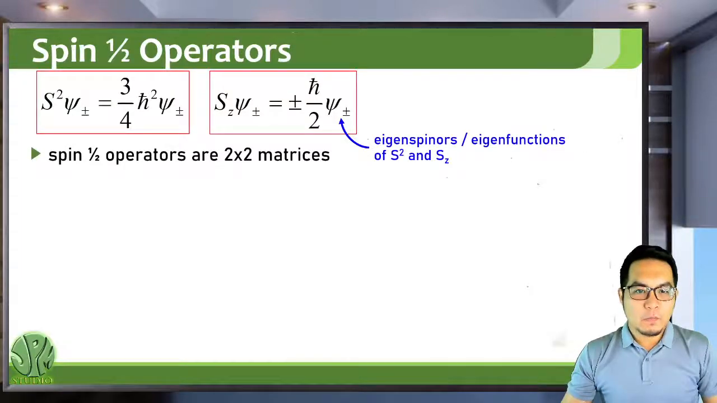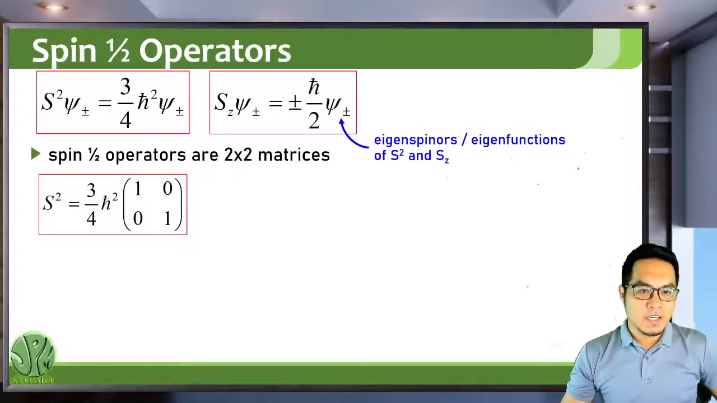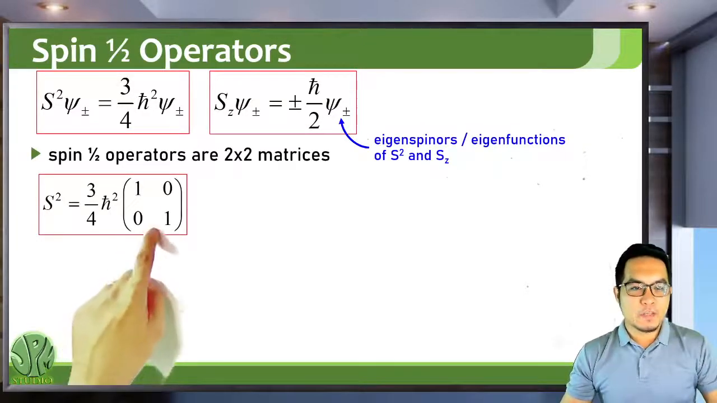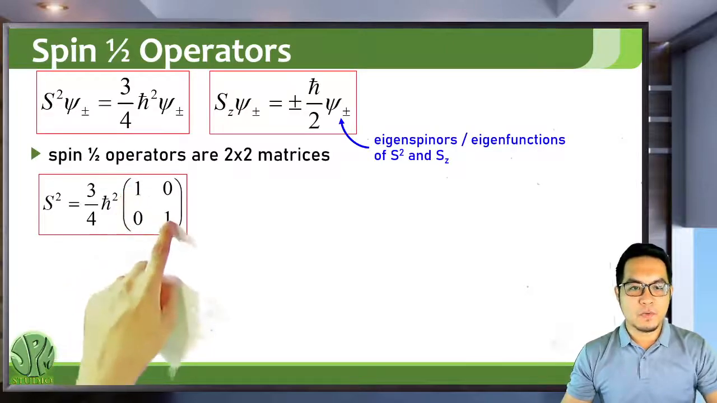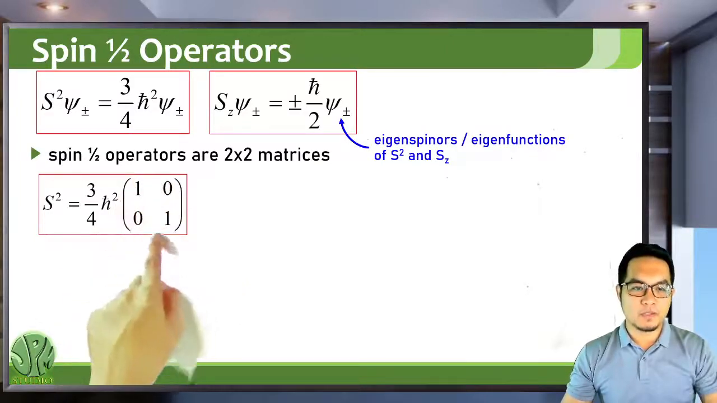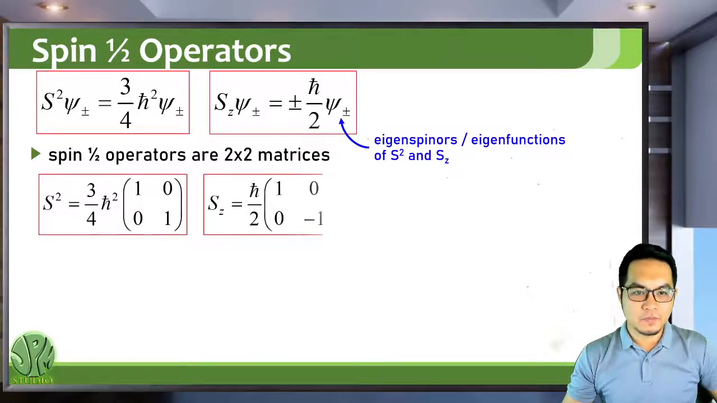So spin 1/2 operators are actually 2 by 2 matrices. For the S squared, this is basically 3/4 h bar squared times the identity operator in 2 dimensions. So 1 0 0 1. This is the identity operator. So 3/4 h bar squared times the identity operator.